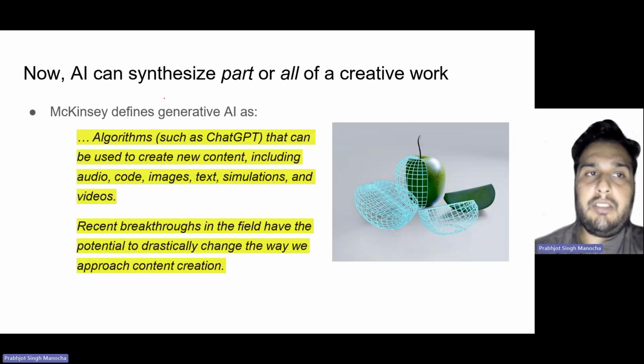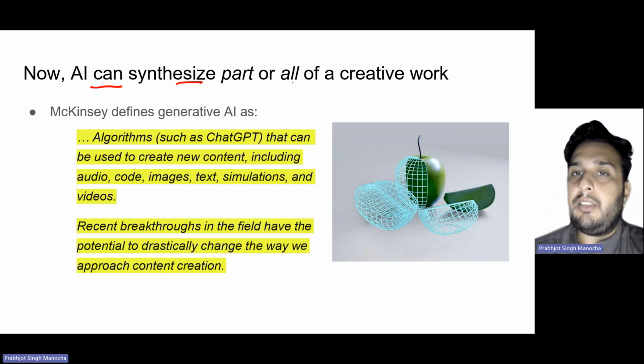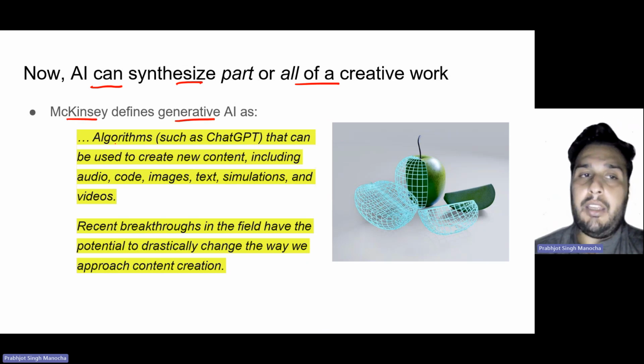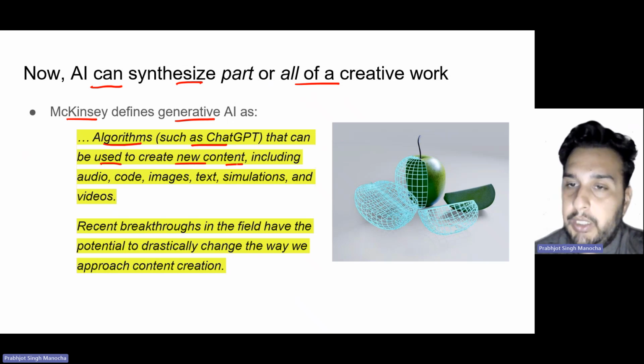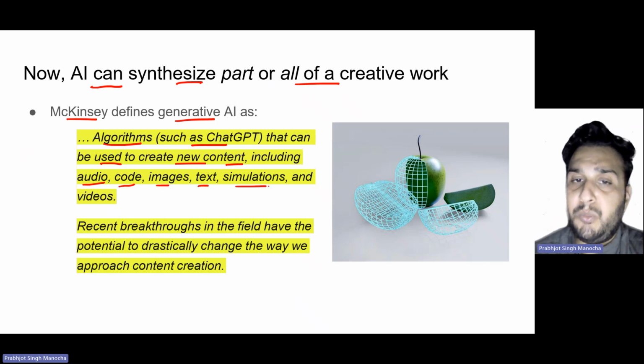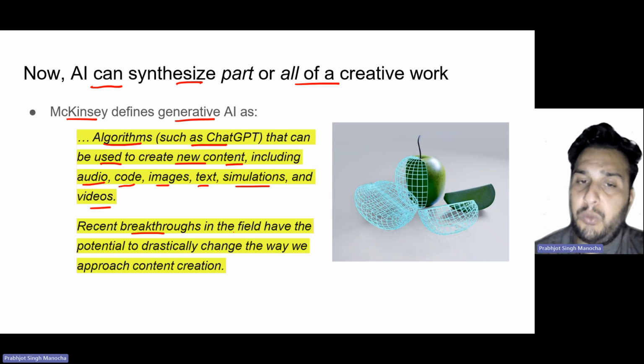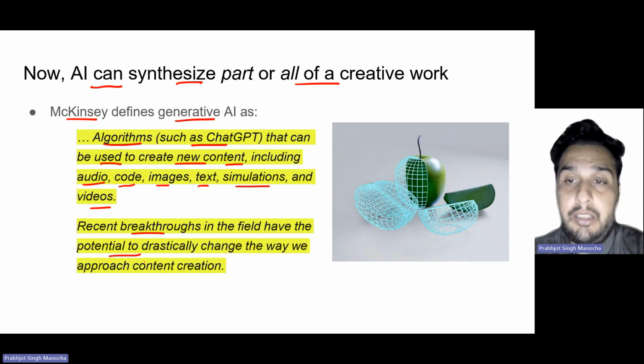Another example of this is that now AI can synthesize part or all of a creative work. McKinsey defines generative AI as algorithms such as ChatGPT, which can be used to create new content like audio, code, images, text, simulations, and videos. And recent breakthroughs in the field have the potential to drastically change the way that we approach content creation, right?